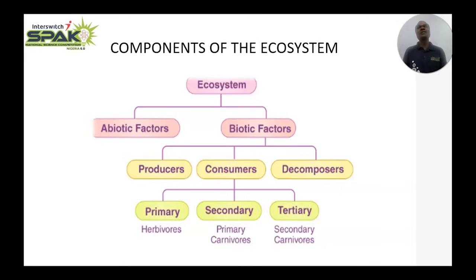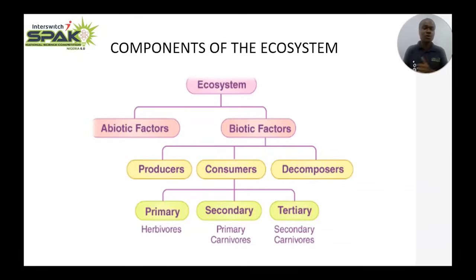The producers are green plants that manufacture food. They don't depend on other organisms in the environment. They manufacture their own food through the process of photosynthesis. That is why we call them autotrophs. Auto means self, troph means feeding. They manufacture food to feed themselves by themselves.